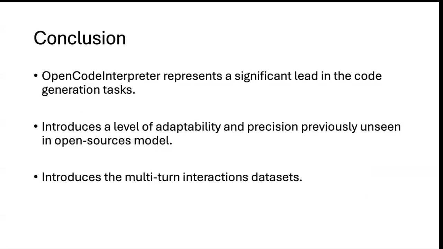So in conclusion, we can say that this Open Code Interpreter has given a significant lead in the code generation task, and it has also adapted the capability of performance similar to closed source models such as GPT-4 and other closed source models. It has also introduced the multi-turn interaction datasets, which use human feedback along with the execution feedback, leading to better execution results.